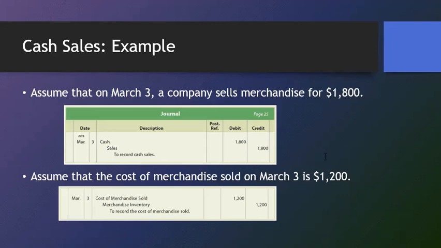But essentially, we always record the sales piece based on the selling price. We always record the cost piece based on our cost. That is what it cost the company originally to buy the merchandise.